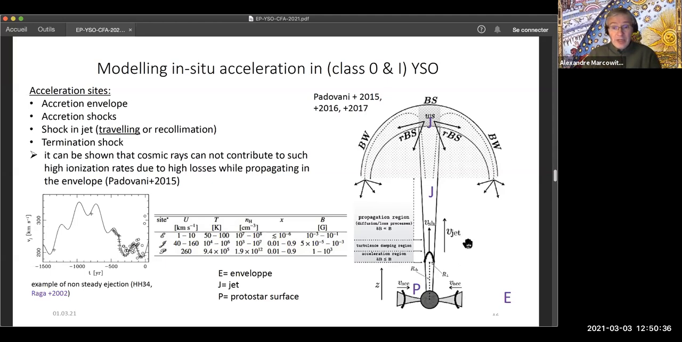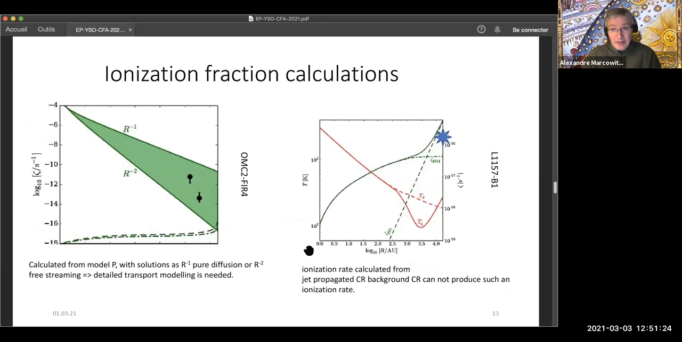We identified several sites where you can accelerate particles: either at accretion shocks, through the accretion column over the stellar surface, or shocks in the jet, or the termination shock, where the jet interacts with the interstellar medium. For each of these sites, we identified the shock speed, the temperature of the medium, the density, the ionization fraction, and the magnetic field from literature or modeling. This allows us to calculate the particle distribution which can get accelerated at these shocks. With this, we can try to explain the observation I just showed you before.